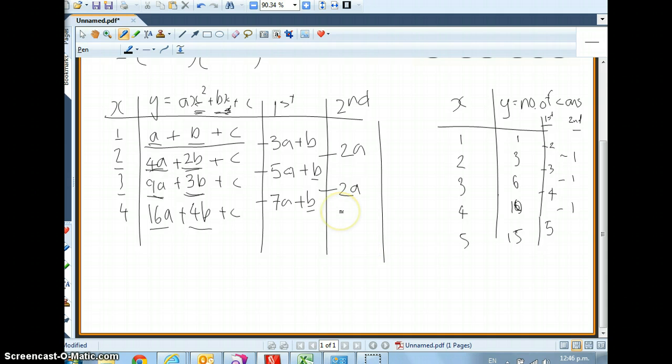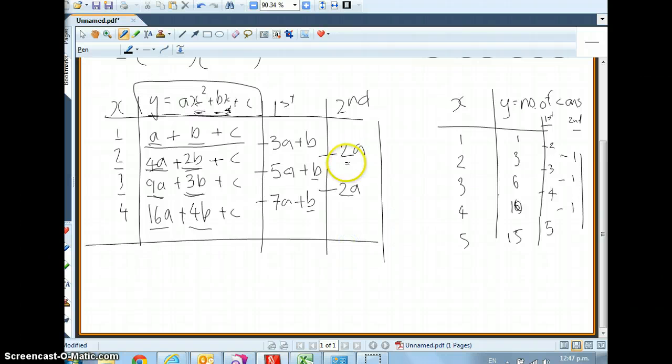Notice that my second difference is a constant. Am I happy about that? Yeah. I'm happy about that because I know that I wound up with a quadratic, and I should have wound up with a quadratic because I started with a quadratic formula. So my second difference is constant, as it was over here. Now I'm going to compare my algebraic formula with my actual pattern.